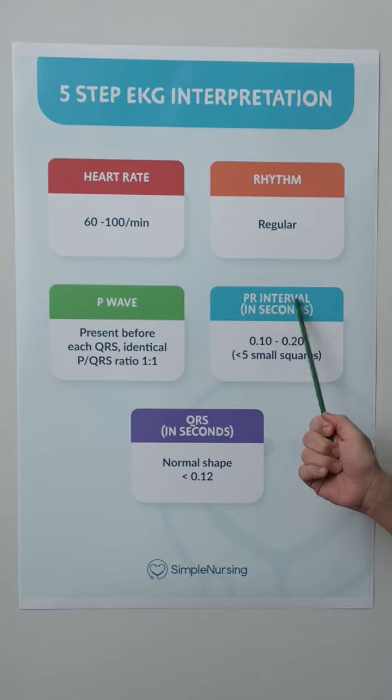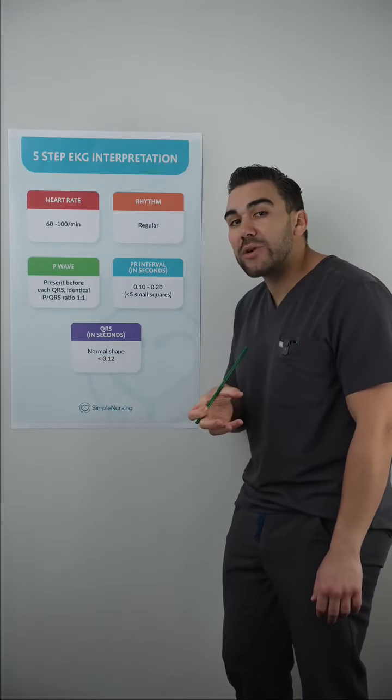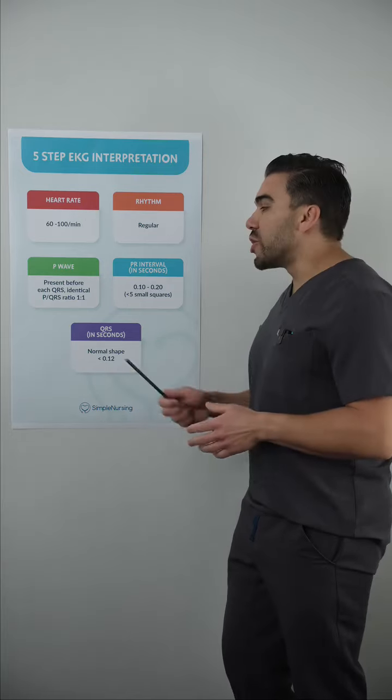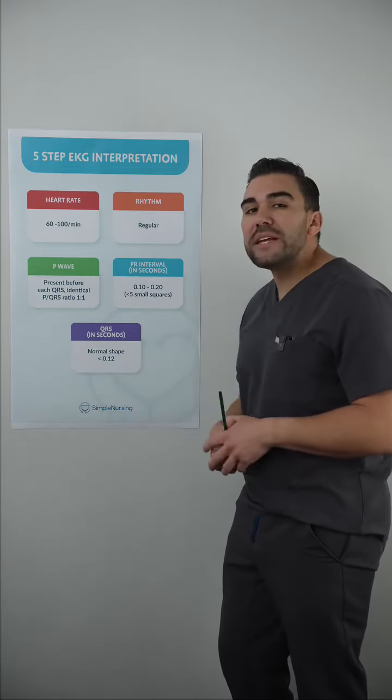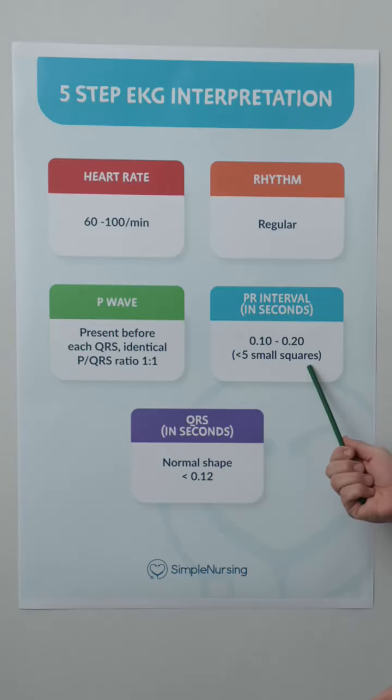Fourth is the PR interval. So PR basically is the time between the atria contracting and the ventricles contracting. So if we have a PR interval problem, well, this means we have an atria and ventricular communication problem. So we have to look for anything over 5 small squares.